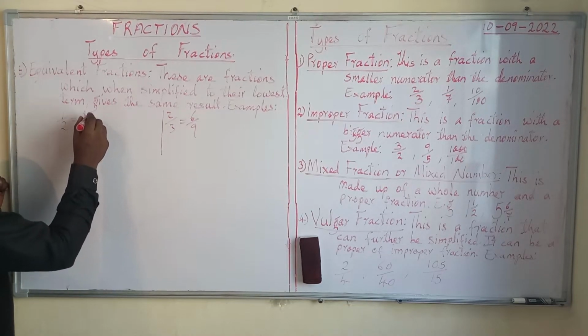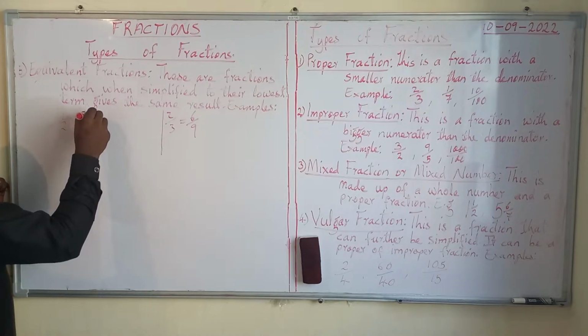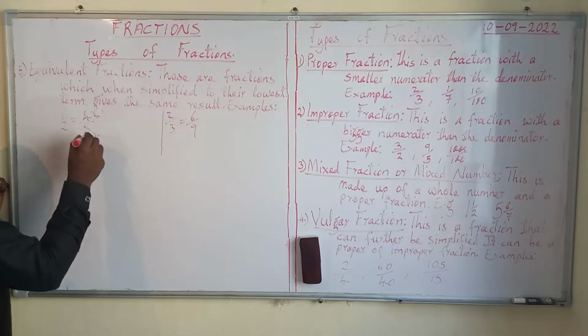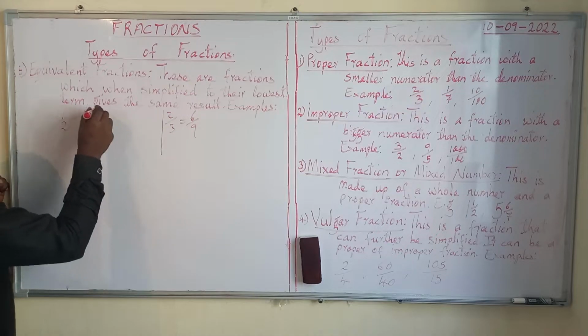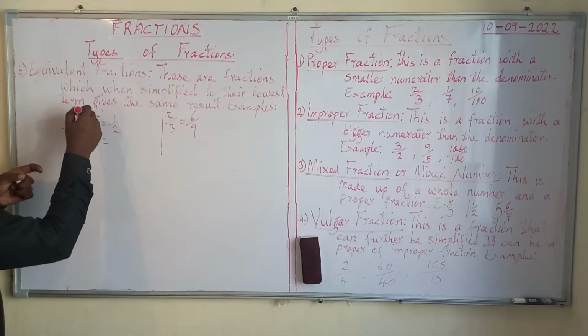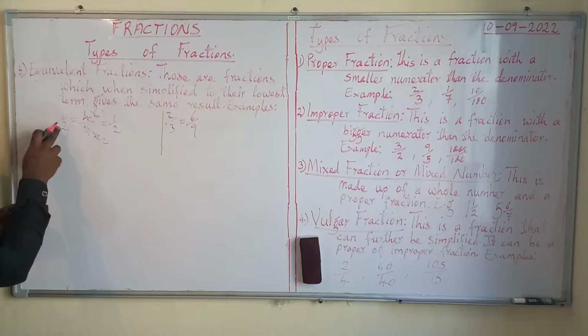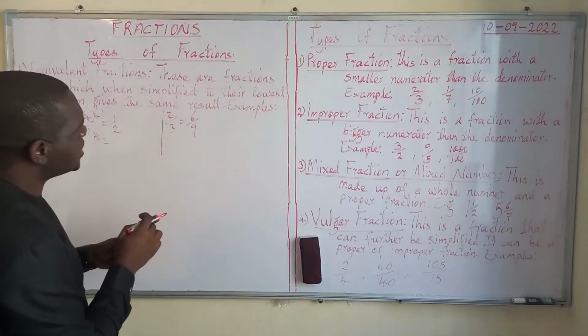2 can divide 4 2 times, and 2 can divide 8 4 times. 2 can divide itself 1 time, and 2 can divide 4 2 times. So here we'll still have 1 all over 2. So you realize that what we have here, 4 all over 8, is the same as 1 all over 2 this way. Let's look at this as well.